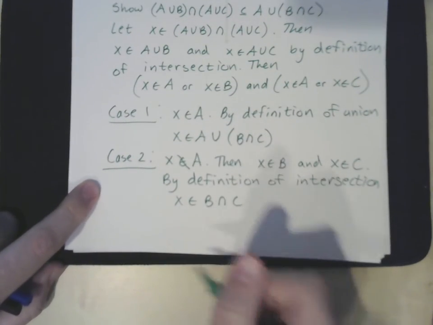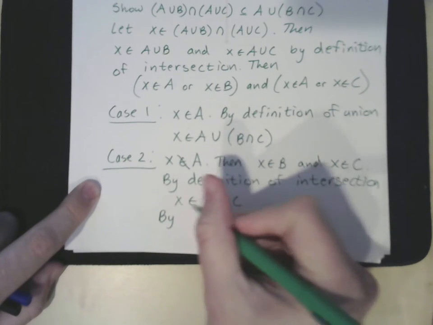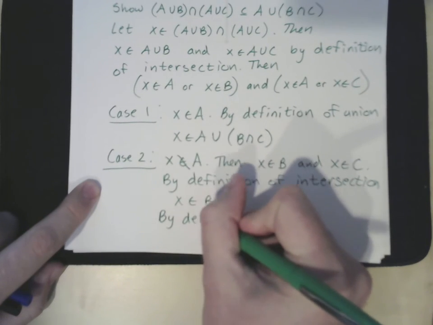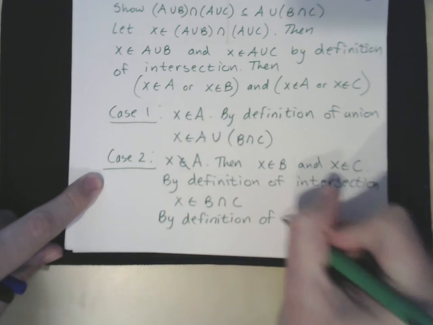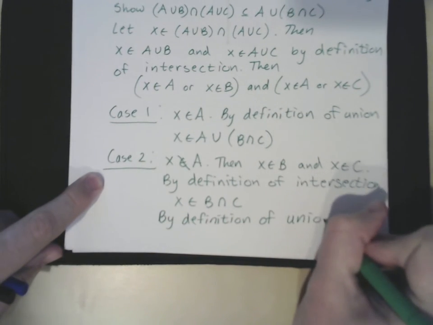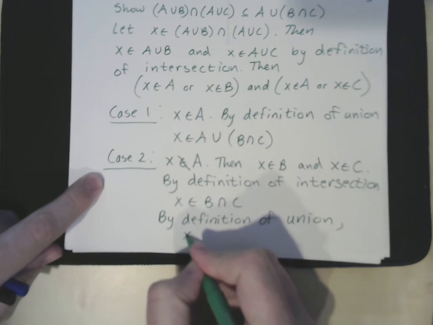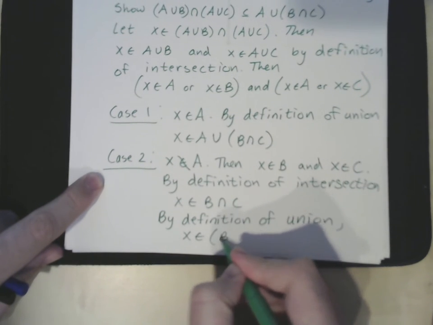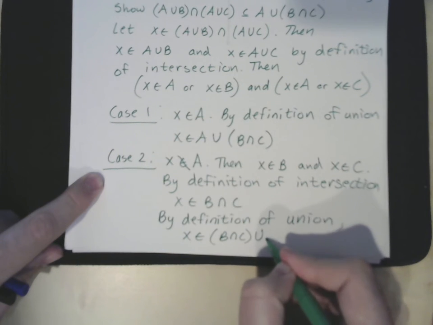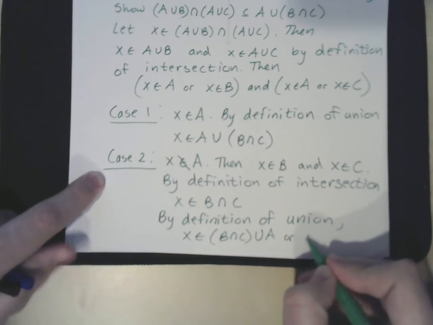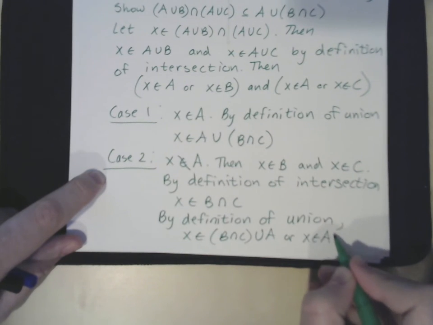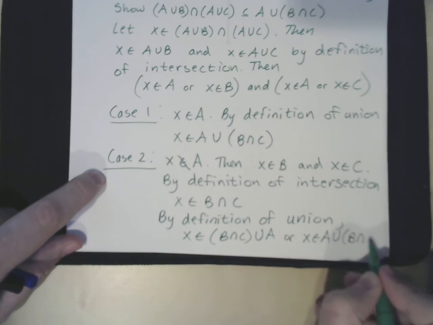So if X is in B intersect C, then by definition of union, X is in B intersect C, union A, or using our identity, X is in A union B intersect C.